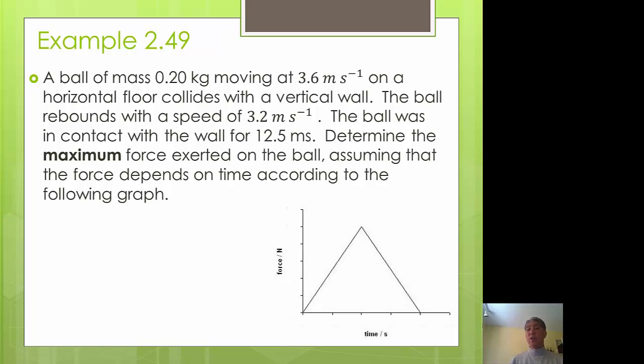And this kind of shape for a collision is not uncommon. It's a kind of an elastic spring-like collision on the way in, and that's the upward slope. And then on the way away from the wall, it releases the energy of that spring, and so you get much of that energy back.